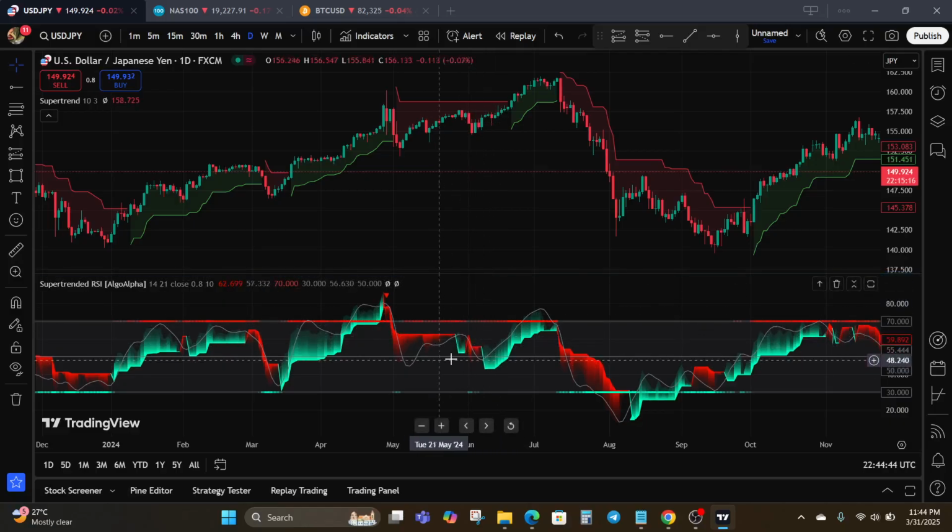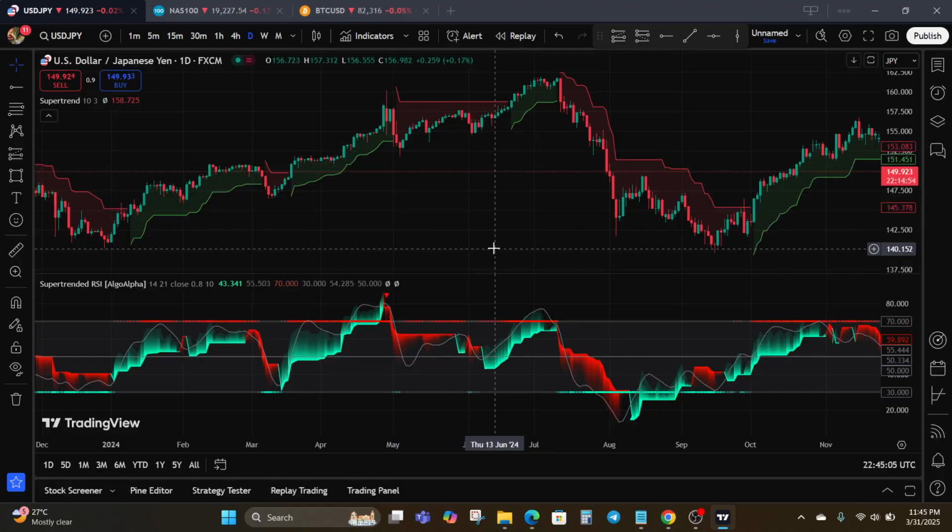Now, the SuperTrended RSI is a modified version of the relative strength index, and it is one that aligns with the SuperTrend indicator. So you can see that it's like a dual indicator, a hybrid indicator that combines the functionalities of the SuperTrend and the RSI. That is the reason why it is called the SuperTrended RSI.